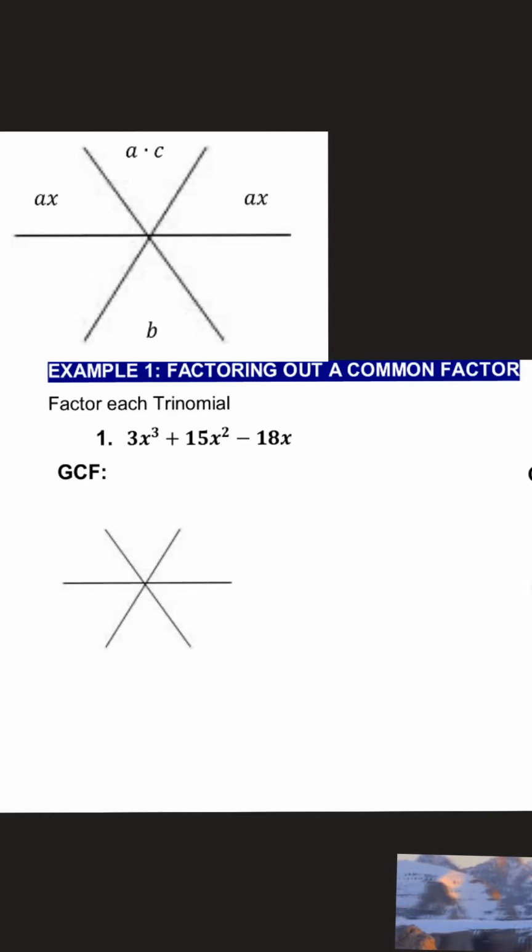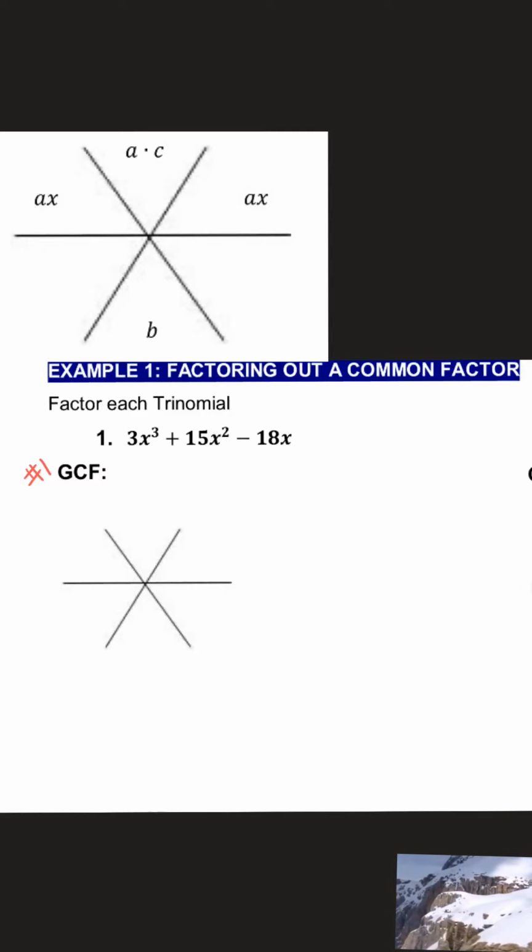Okay, example 1. We are told to factor each trinomial. So when I said that our first leading coefficient isn't 1 anymore, I was telling the truth. I have this 3x cubed, so our leading coefficient is actually 3 here. Our first step is always to look for a GCF. This is always going to be number 1. Remember that a GCF is referred to as a greatest common factor.